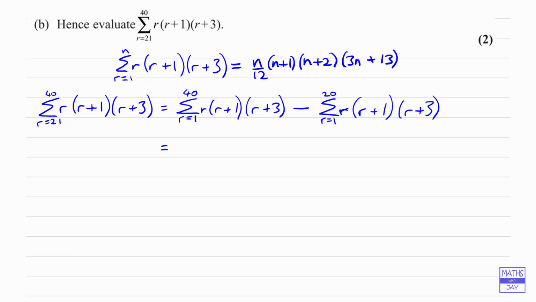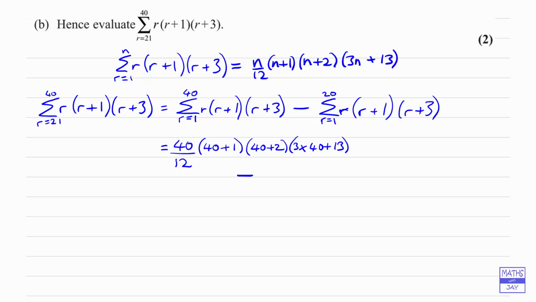So that means we're just going to use the formula that we've got up there twice. The first time around we've got to put in n is 40, and the second time n is 20. So there'll be a couple of big numbers, but it will all work out fine. So first of all, putting in n as 40, we have 40 over 12 times 40 plus 1 times 40 plus 2 times 3 times 40 plus 13. So that's substituting in for the first sum. And then I don't think I'm going to have room on that line for the next bit, so let's just put it down here.